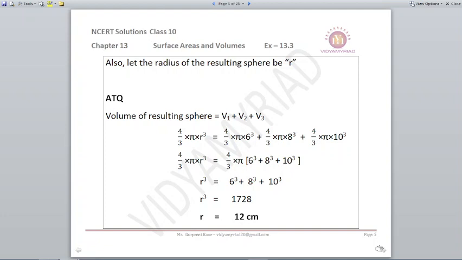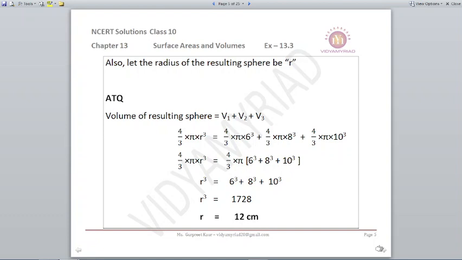Now this all will be resulting into a sphere. Let its radius be r. So volume of the resulting sphere will be equal to volume of all the three spheres which we have found out. So 4 upon 3 into pi into r cube, which will be the new radius, is equal to all the volumes: 4 upon 3 into pi into 6 cube, 4 upon 3 pi into 8 cube, 4 upon 3 pi into 10 cube.